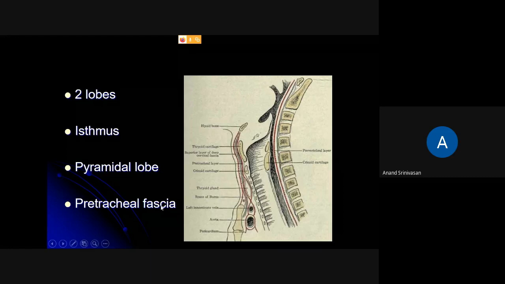It is because of this pretracheal fascia that the thyroid gland moves up and down when a person swallows. When the person is swallowing, the thyroid gland will move up and down, because this thyroid gland is attached to a bone, which is the hyoid bone. You can see the hyoid bone. So the thyroid gland is enclosed by means of pretracheal fascia.